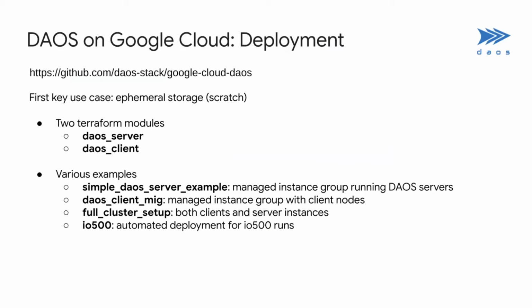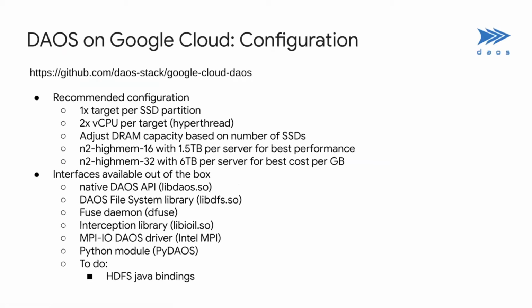Based on those modules, we provide a few examples: a simple DAOS server that is just a managed instance group that runs DAOS, a number of DAOS server nodes that behaves as a single DAOS instance. You can have, of course, a client as well and a full cluster set up with both clients and servers. And of course, we automate that to run IO 500, which we expose as a fully automated deployment that runs IO 500. So let me hand over to Johann now.